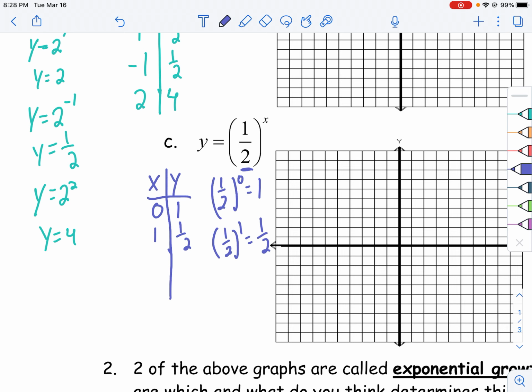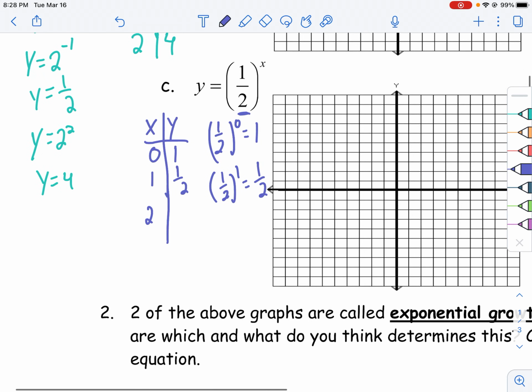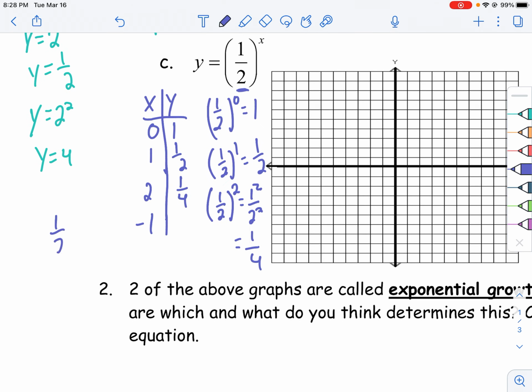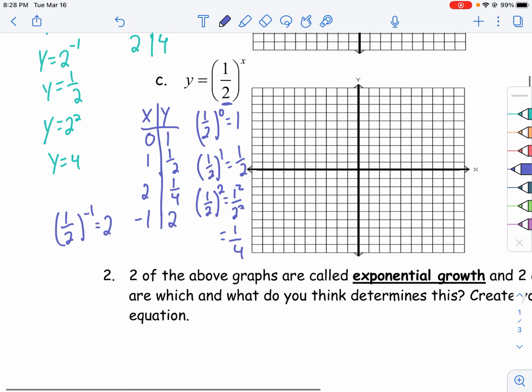Then let's try positive 2. We've been doing positive 2, so let's keep with positive 2. So 1/2 squared is technically 1 squared over 2 squared. So that gives us 1 over 4. So this would be 1/4. And then let's try negative 1. If we went 1/2 raised to the negative first power, that would flip this and just give us positive 2.